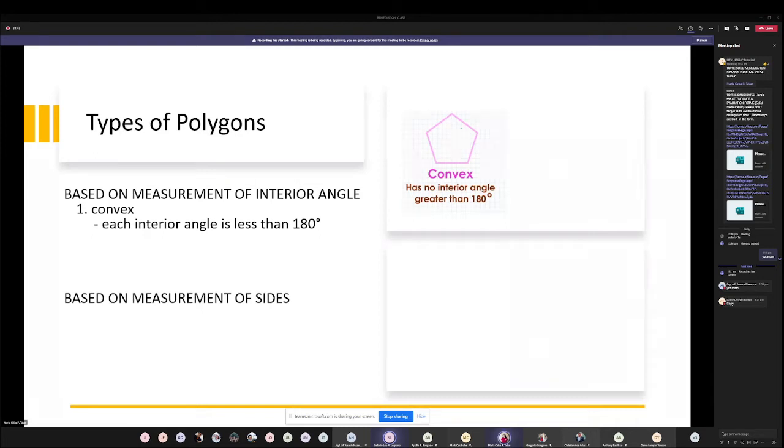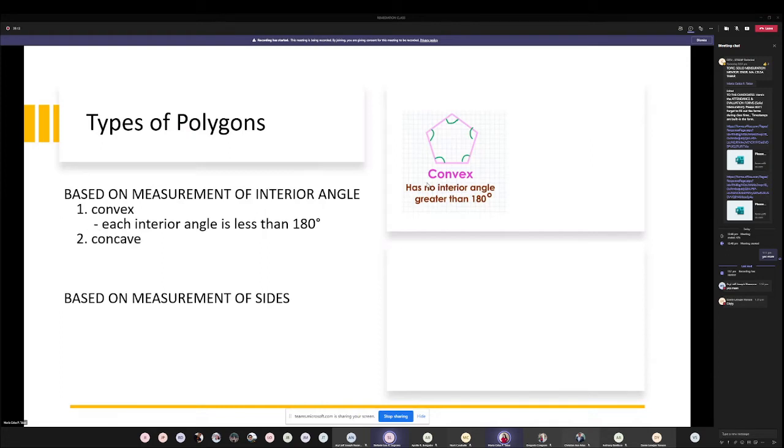Okay, draw the interior angle. So this one obviously is not greater than 180 degrees because it is not a straight line and does not go beyond 180 degrees. So this second angle also, this one, this one, this one. Okay, so all angles are less than 180 degrees. So it's a convex type of polygon.